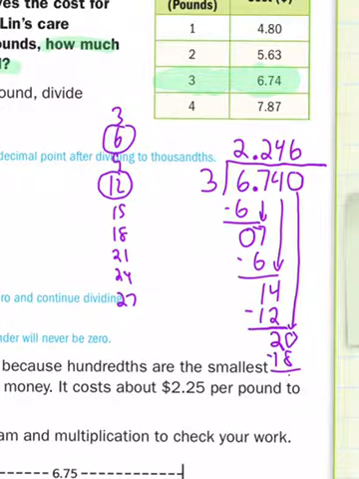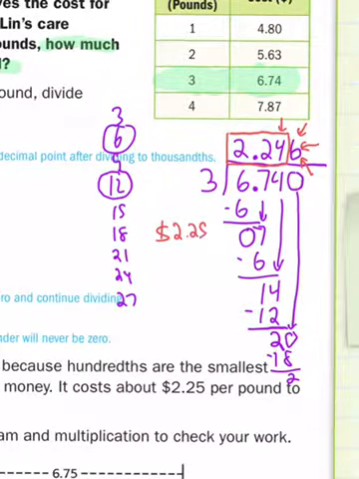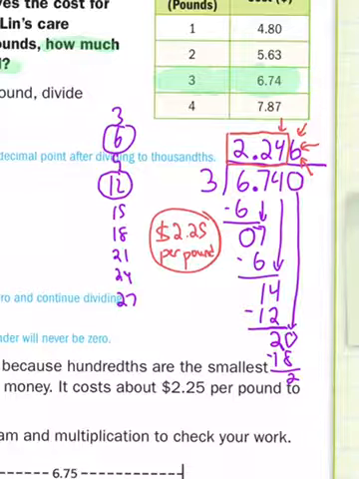Now at this point I can stop, because remember the question says how much does 1 pound cost? And remember guys, when we are talking about money, we only need out to the hundredth place. But do you see how this 6 is a 5 or higher? Do you know what that's going to do to our 4? It's going to bump it up to a 5. So the answer to this question would be $2.25 per pound. That's what it's going to cost to mail that package.